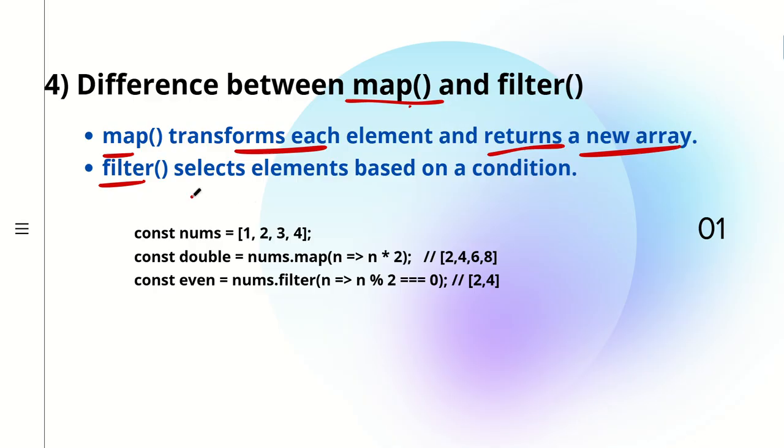Whereas coming to filter, this selects elements based upon a condition. So there will be some kind of rule. If elements are satisfying those rules, they will be in our new array, else they will not be present.